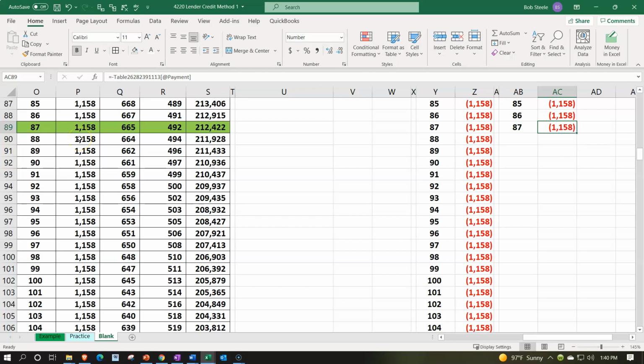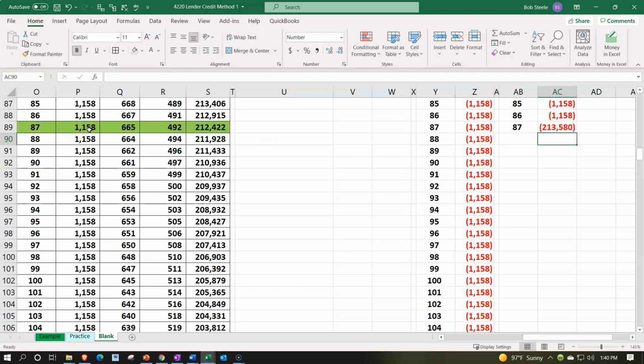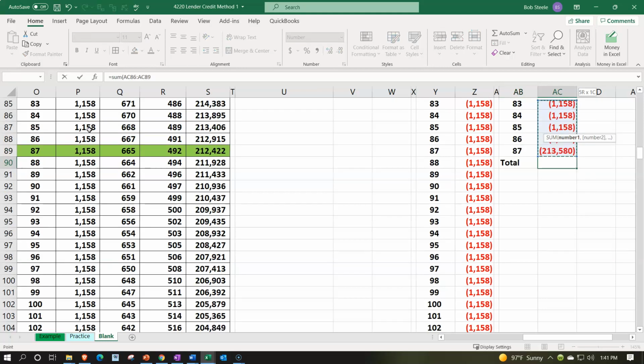So we have to pay that $11,858, but we also have to pay off the loan balance if we were to sell the property at that point and pay off the loan. It would be the $212,422 minus that last payment of the $1,158. So we'd have a total of $213,580.